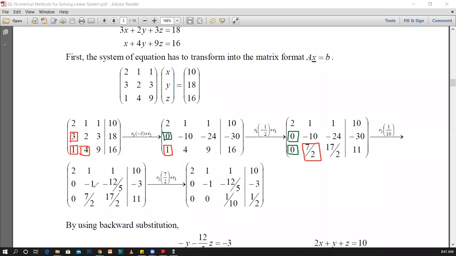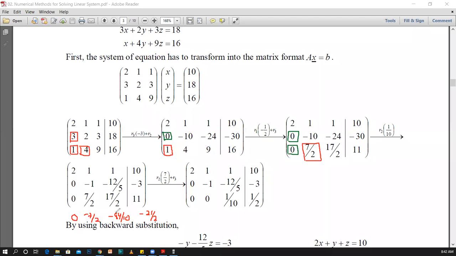Now, what I am going to do is multiply the second row with 7 divided by 2. Once you multiply 0, the value is 0. Then here I am getting -1 into 7 divided by 2, which is -7 divided by 2. Here -12 divided by 5 into 7 divided by 2, once you multiply, you will get -84 divided by 10. Then -3 into 7 divided by 2, you will get -21 divided by 2.